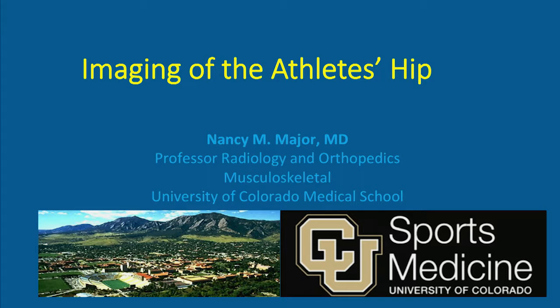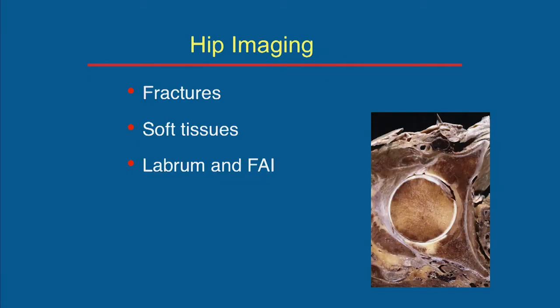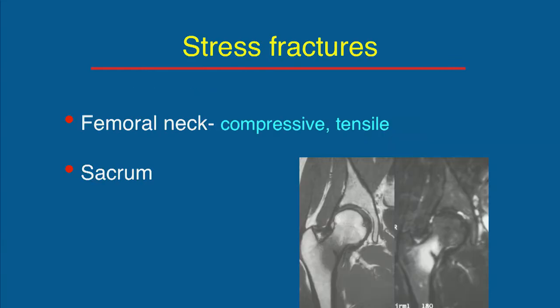But in the next 15 minutes, I'm going to try to offer to you how MR helps in evaluation of a painful hip in an athlete. So there are a few things I thought I would focus on, starting first with fractures, moving on to some soft tissue injuries, and then concluding with a labrum and FAI. First, as we evaluate fractures, there are two that I really wanted to bring to your attention. Obviously, the femoral neck stress fracture, which can affect either the compressive or the tensile side. And then I'll move on to talk about sacral stress fractures.